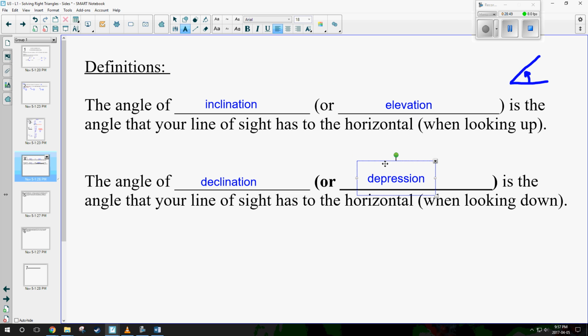So again, they both mean the same thing. When we have that angle of depression, that's when you have, again, from your line of sight, that's horizontal, and you're looking down. So let's just, again, draw a little picture here. So your line of sight is horizontal, and this time you're looking down from that horizontal line of sight. So it's horizontal, but it's looking down, and that's your angle of depression.